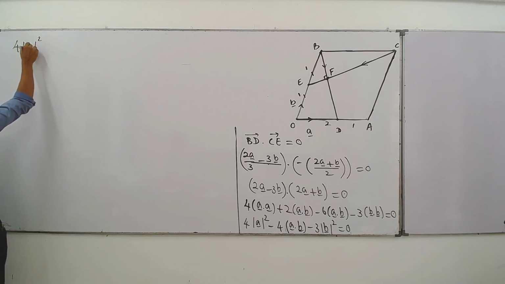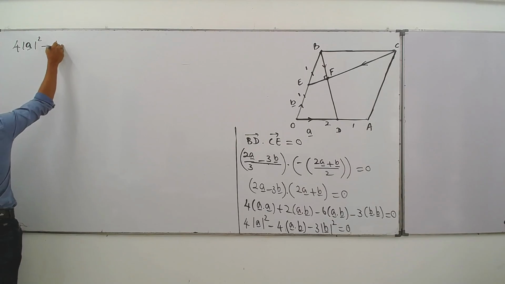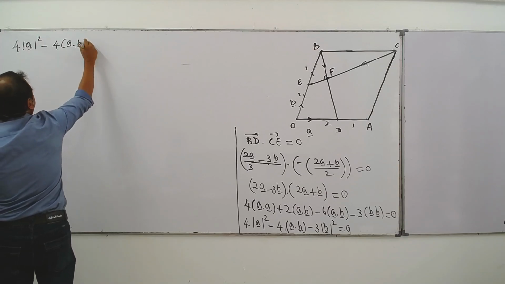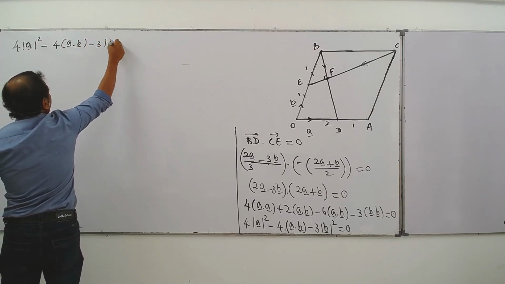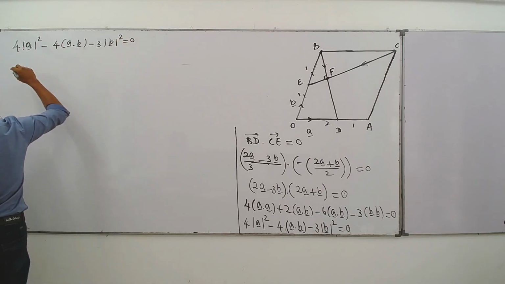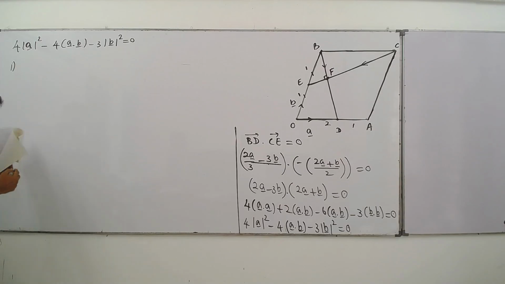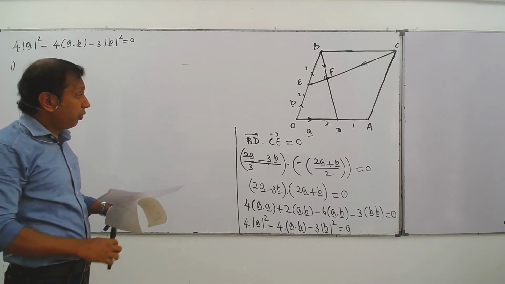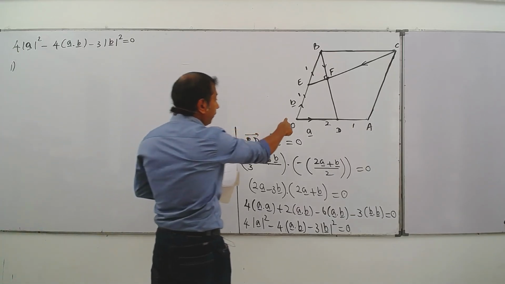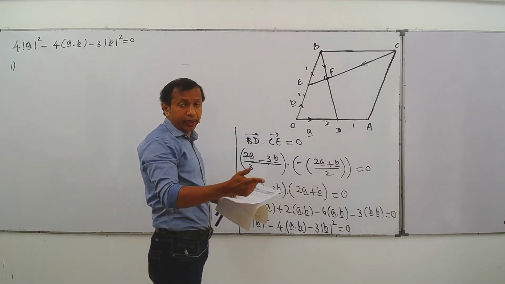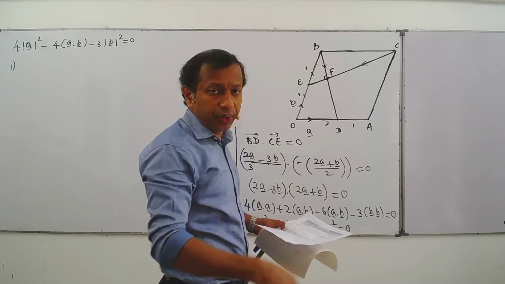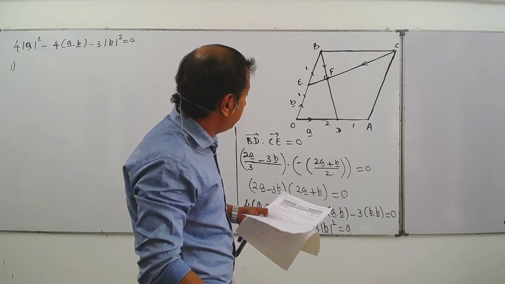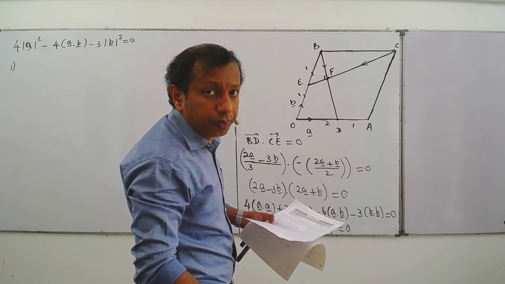Mod A squared minus 4 A dot B minus mod B squared equals 0, no? Right. First part asking OACB is a rhombus. When OACB is a rhombus, this OA length and OB length are equal. OA length means mod A, because OA is represented by the vector A. Then OA length is going to be the vector A's modulus, right?